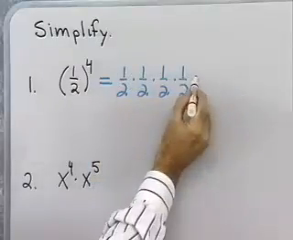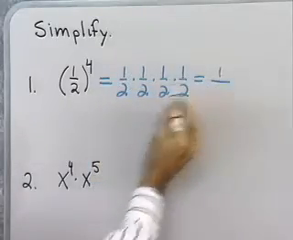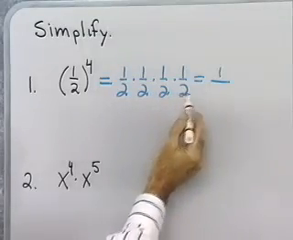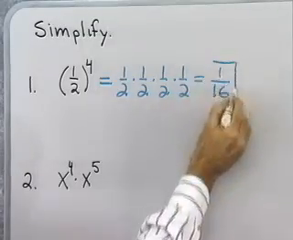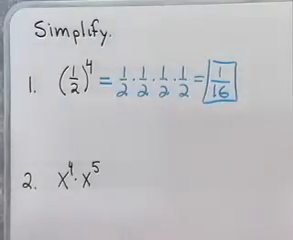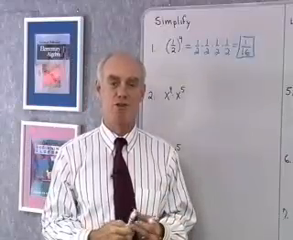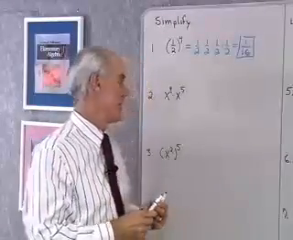Multiplying fractions, I multiply across the top and I have 1. Multiply across the bottom, 2 times 2 is 4, times 2 is 8, times 2 is 16. So that comes out to be 1/16. So 1/2 to the 4th power is 1/16, and that's just using our definition of what an integer exponent means. Let's look at our next problem.